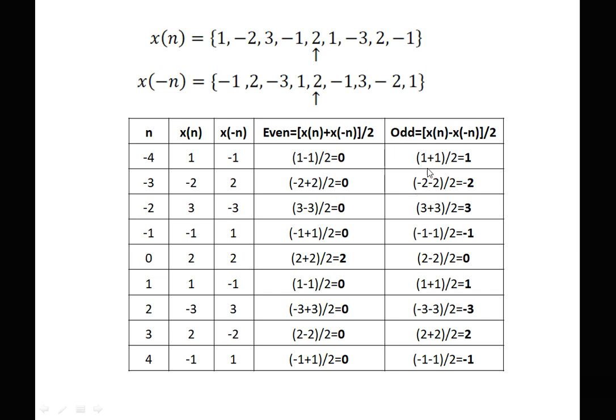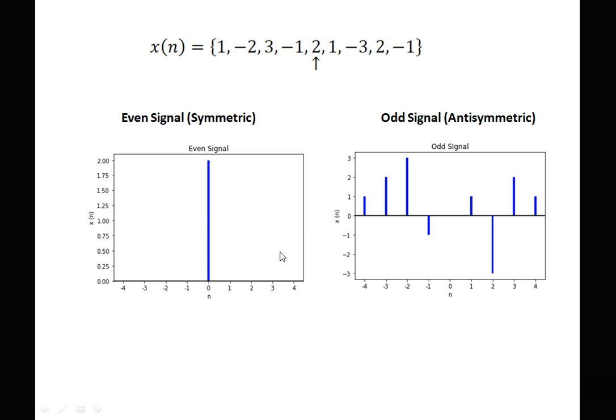So this signal is purely odd. When we plot this signal, we get the even value at the center, and for the odd part except the center we are getting values, and they are antisymmetric in nature.